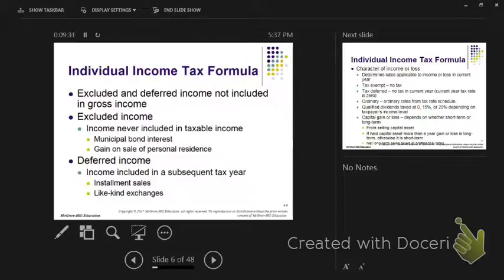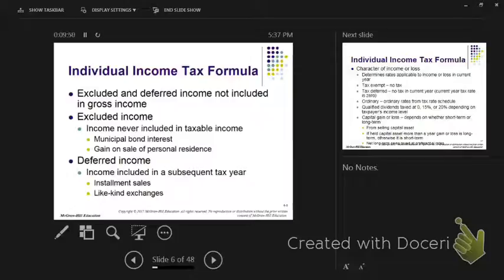All right? Excluded or deferred income does not go on your tax return. Deferred means it's recognized till later. Deferred means you did not get the money. Deferred means you got your bonus, but your company can't pay you, and so they're going to owe you the money. And when are they going to pay you? We don't really know right now. All right, so they're going to defer that money till later.